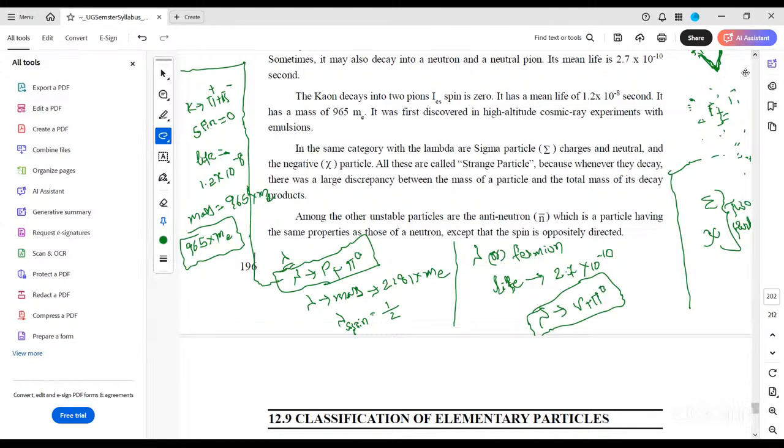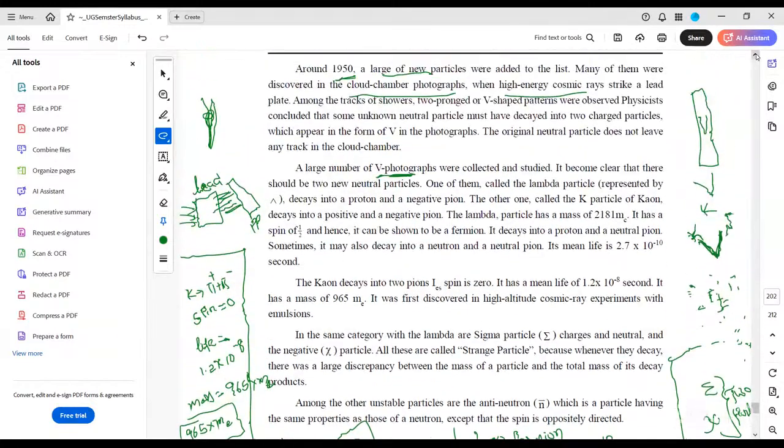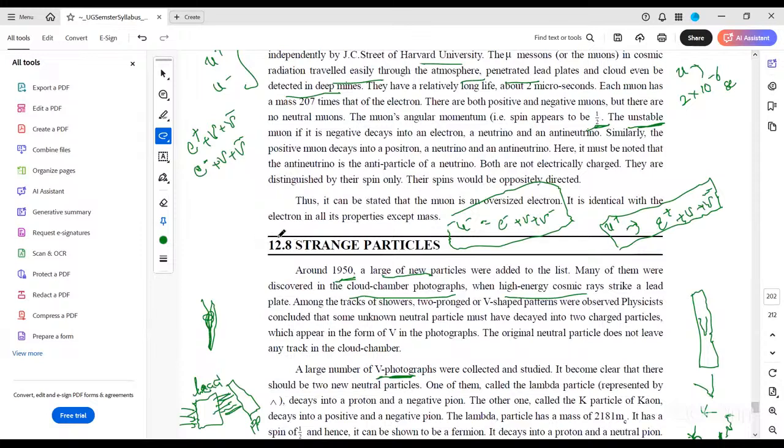Anti-neutron is also observed. So finally, what is our topic? Strange particles. What is produced in the strange particles? We found lambda, K, then sigma, then chi, and next another one, anti-neutron. So in strange particles, 5 new particles were invented: lambda, K, sigma, chi, and n bar. All these are newly found strange particles, found by using cosmic rays and cloud chamber.